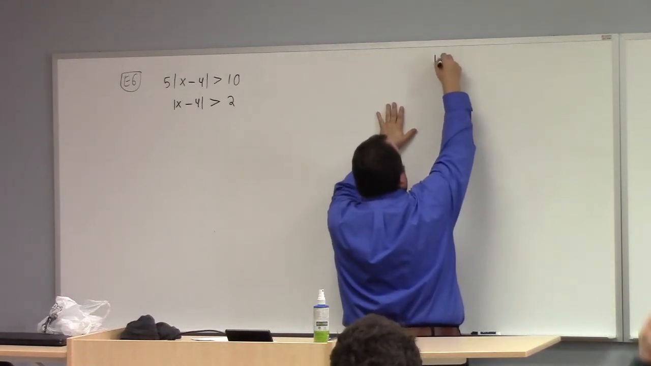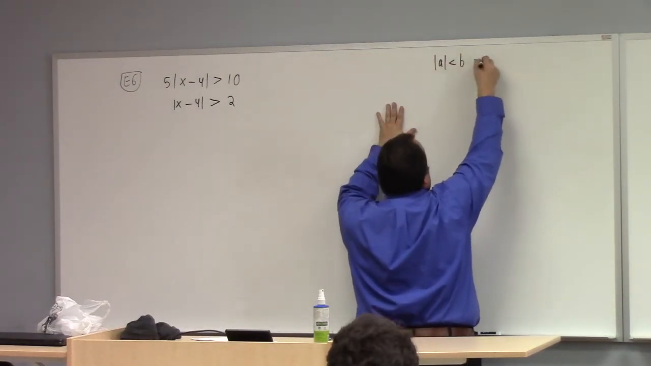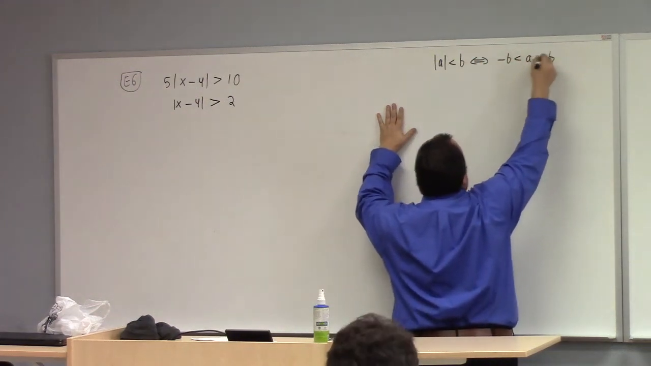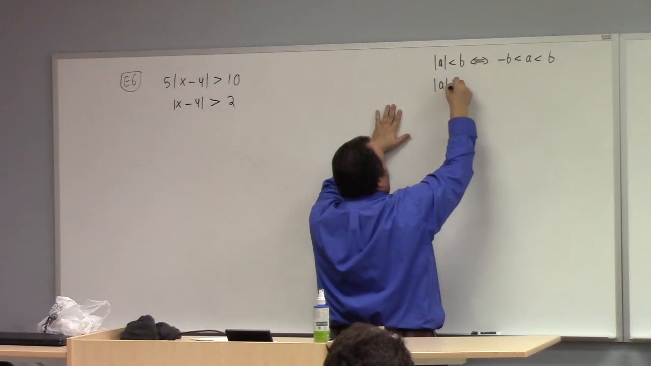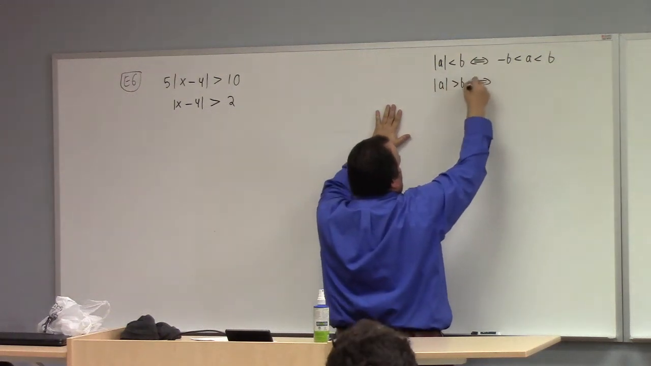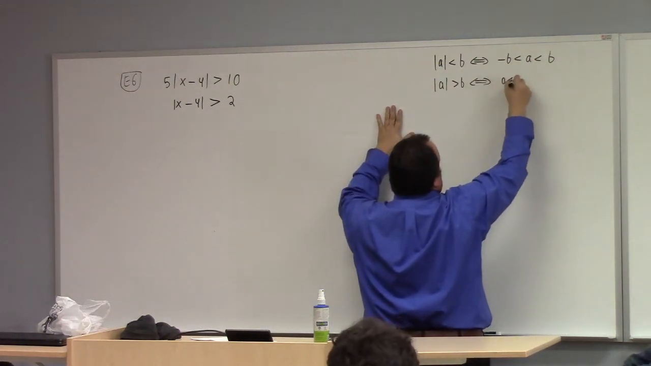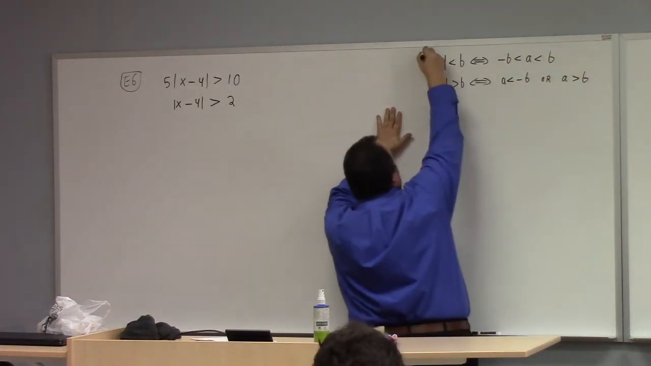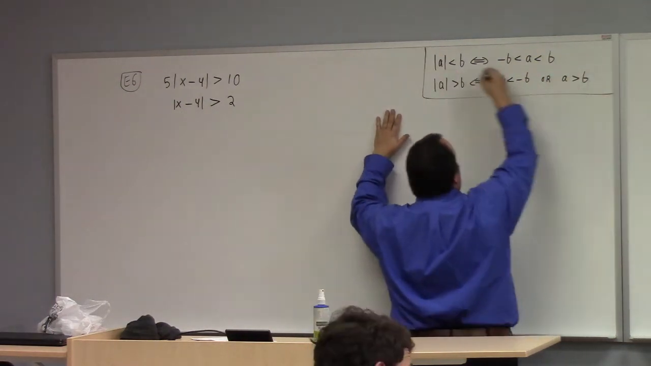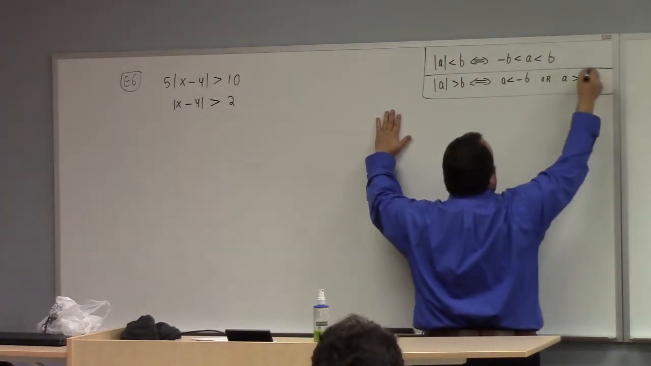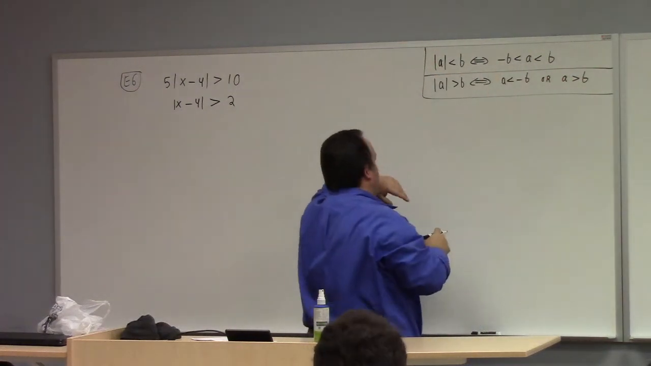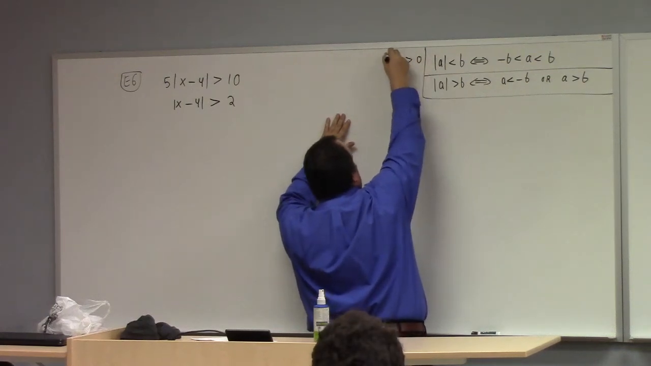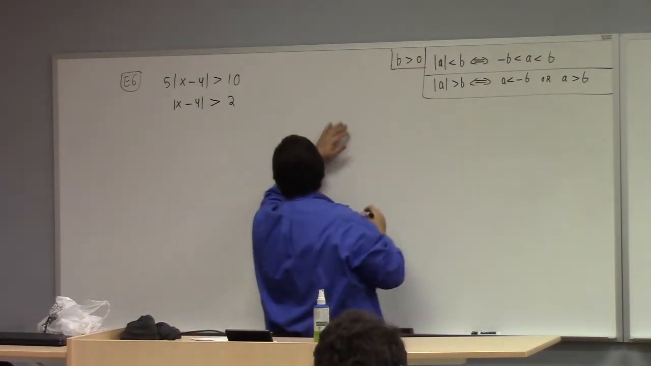At this point, I must remind you, we have two things we need to fall back on. Absolute value of a is less than b if and only if minus b is less than a is less than b. Absolute value of a greater than b if and only if a is less than minus b or a is greater than b. These are our fallback theorems. And here, of course, we're assuming that b is positive.